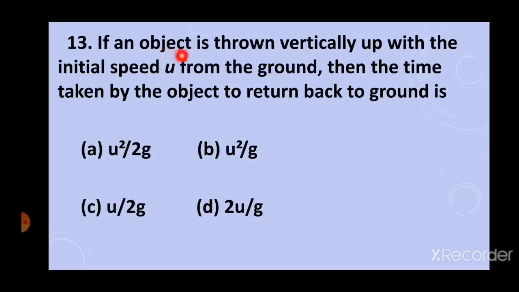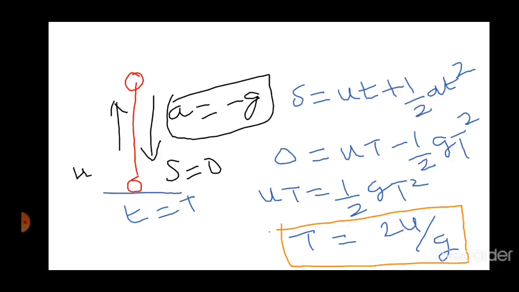If an object is thrown vertically up with the initial speed u from the ground, then what is the time taken by the object to return back to the ground? Now this is an object thrown vertically upward. Understand, students? Vertically upward direction. Initial velocity u.